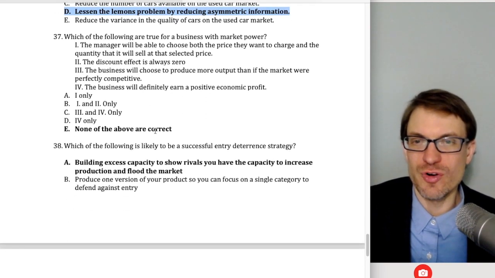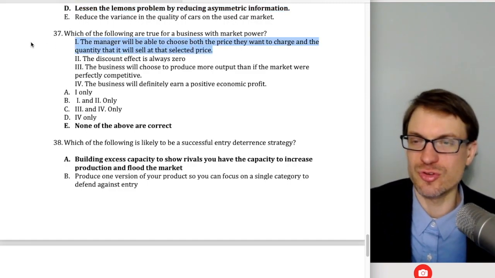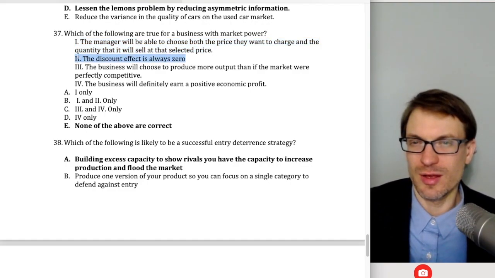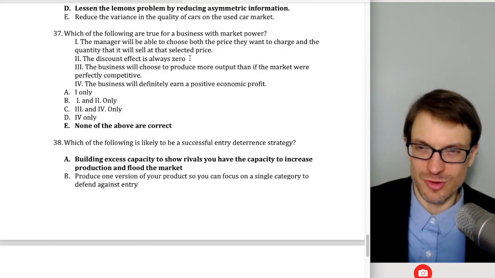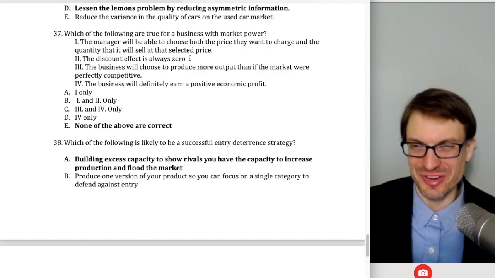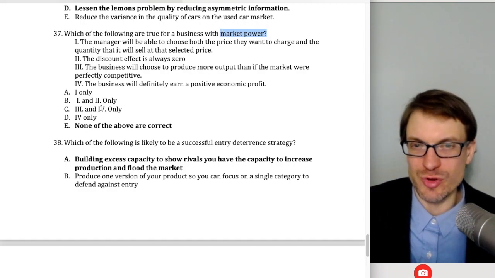Which of the following are true for a business with market power? Manager be able to choose both the price they want to charge and the quantity and sell at the selected price? No, you can't choose both. You could choose one or the other. Discount effect is always zero. No. Discount effect is like we were explaining earlier: we're expecting you're going to have a discount effect, meaning to be able to sell additional units, you're going to have to lower the price on all previous ones. We're expecting that as a consequence of the fact that market power is interpreted as a downward sloping demand curve.